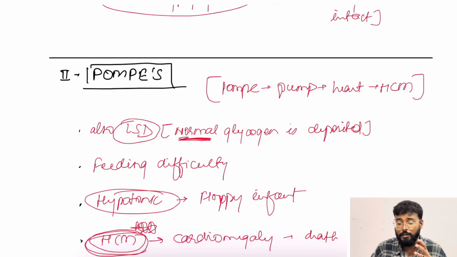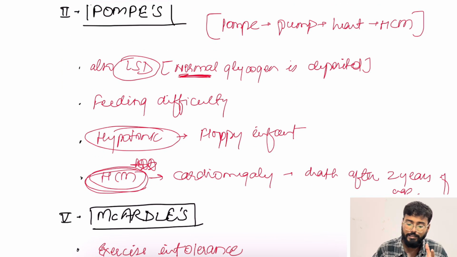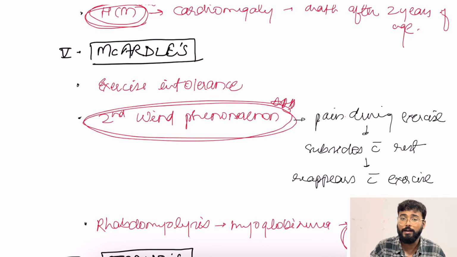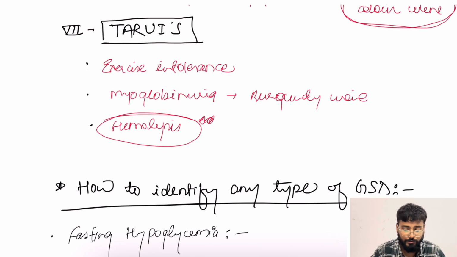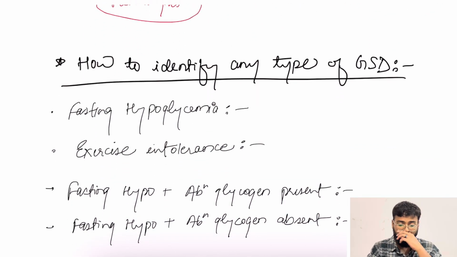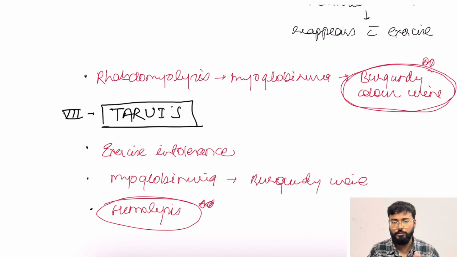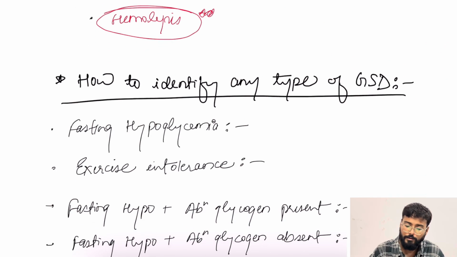So in case of muscle GSD, the Pompe's, pump, heart: hypertrophic cardiomyopathy, cardiomegaly, hypotonia. This is important. In case of McArdle's, you are going to see second wind phenomena and burgundy color urine. Straight away you are going to mark McArdle's. In case of Tarui's, if along with exercise intolerance hemolysis is given, you are going to mark Tarui's. Okay, so these are all different types of GSDs.